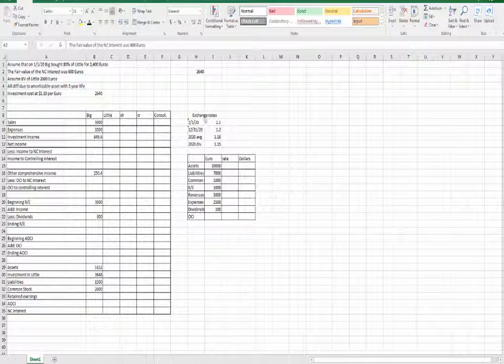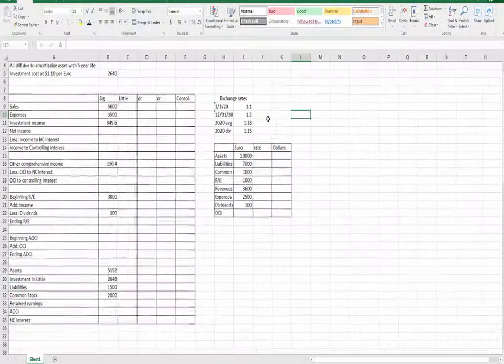And at January 1st, 2020, the exchange rate was $1.10 per euro. We've got the exchange rates listed right there. The exchange rate is $1.10 per euro, so the dollar cost of that 2,400 euro investment was $2,640.